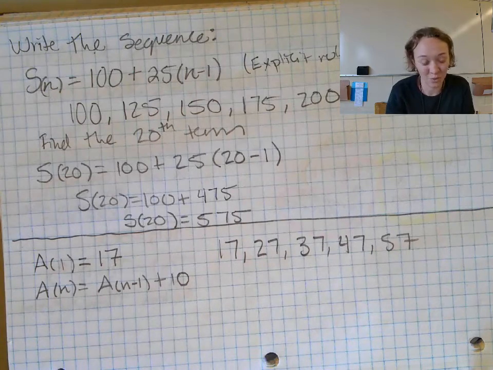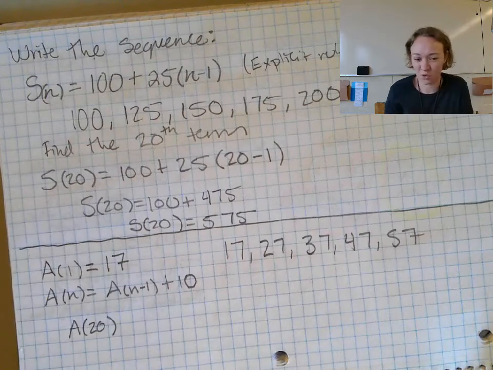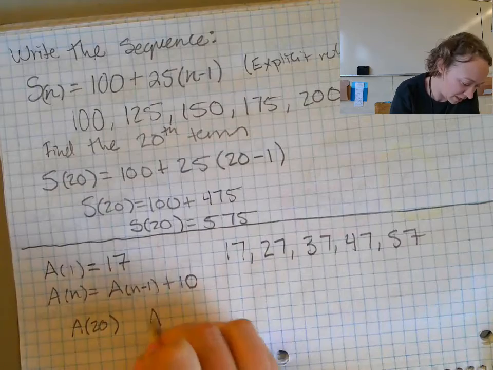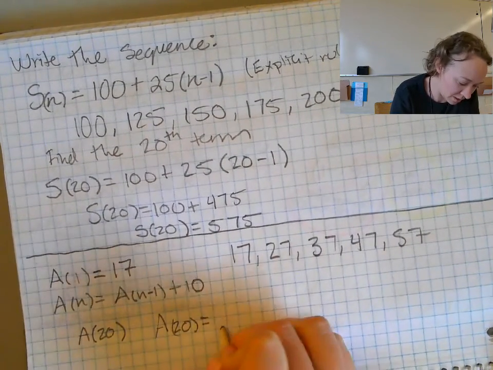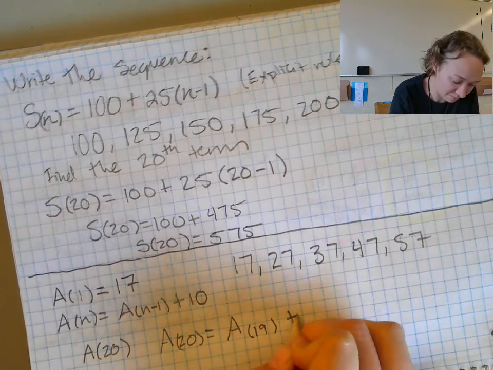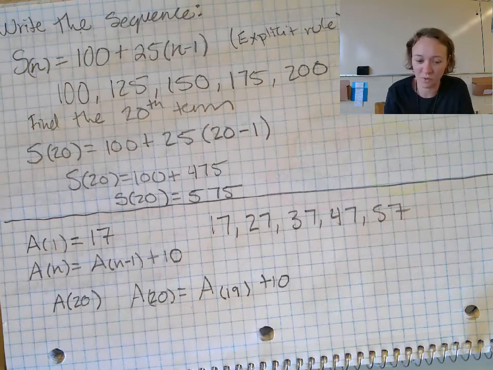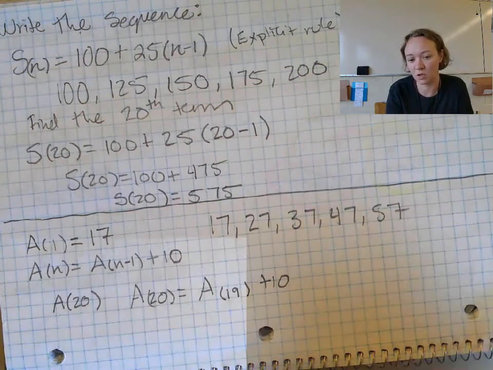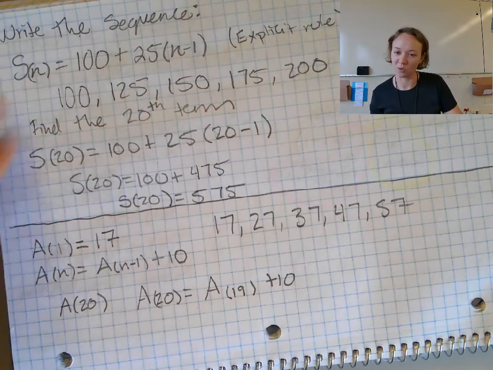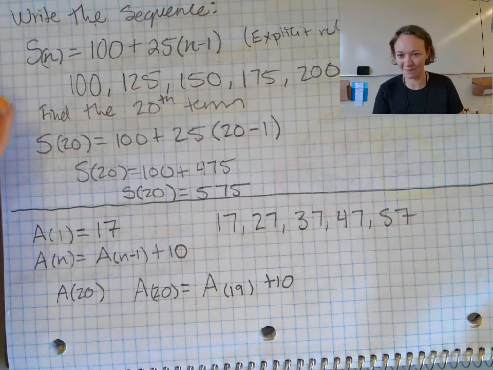Now, if I asked you to find A of 20, I could try plugging that in. A of 20 equals A of 20 minus 1, which is 19, plus 10. That's a true statement, but I don't know what A of 19 is. So I would have to count all the way up or do some other method of figuring out what that number would need to be, which essentially means changing it into an explicit rule. Okay, and you're going to learn how to do that later, in other classes, not this year.